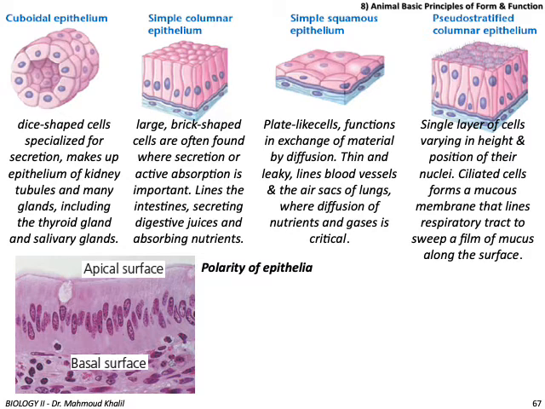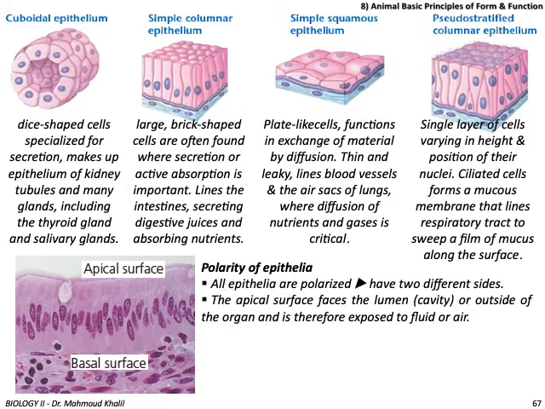Polarity is important in epithelia. Polarity means that the cells of epithelia have two different poles, an apical surface and a basal surface. You can see from the figure that the apical surface here is exposed to the lumen, while the basal surface is exposed to the internal side of the cells. All epithelia are polarized, having two different sides.